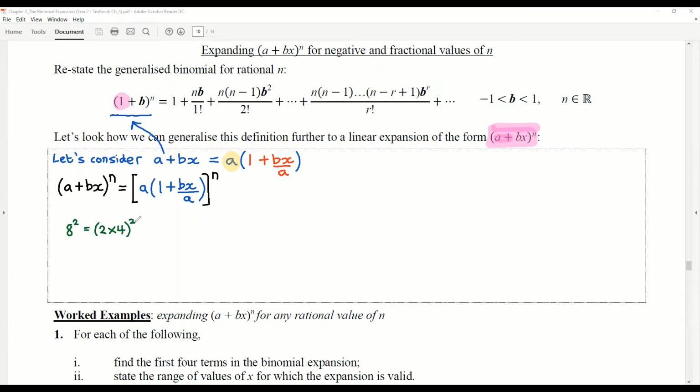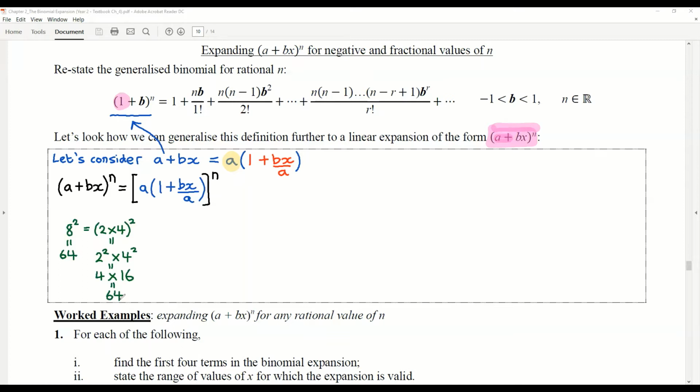We know that 8 squared is, of course, 64. That's an equal sign. And if we consider this, we've got 2 squared and 4 squared. So this is equal to 2 squared multiplied by 4 squared. I'm just trying to convince you that this works, which is, of course, 4 multiplied by 16, which gives us the 64.